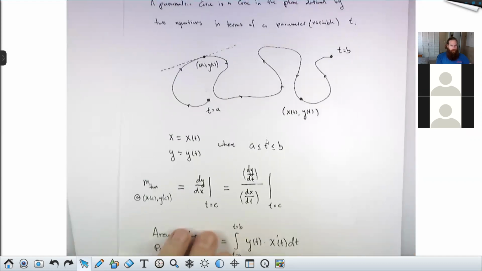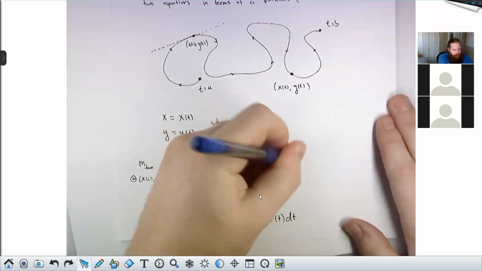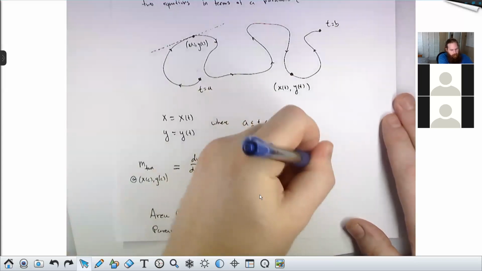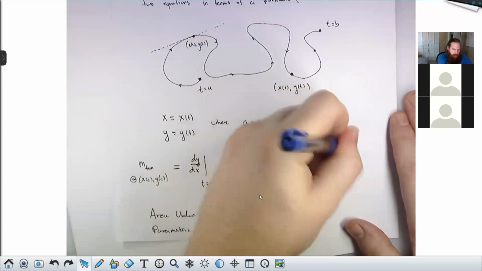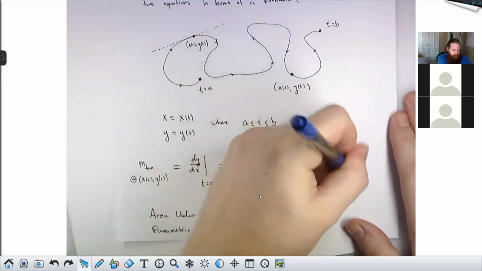So this is the idea. If you're asked to find vertical or horizontal tangents, you calculate dy dx as dy dt over dx dt. So here I'm giving you the slope of a tangent line at a particular point, but if you just want the general formula for dy dx, it's just dy dt over dx dt.